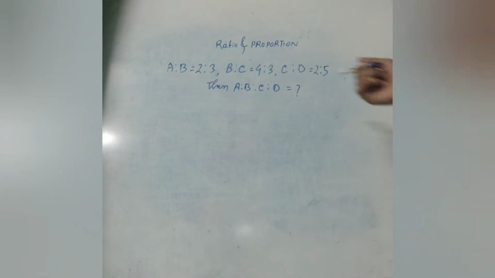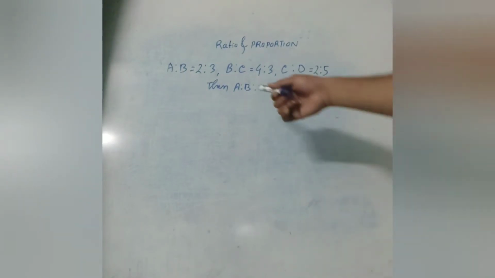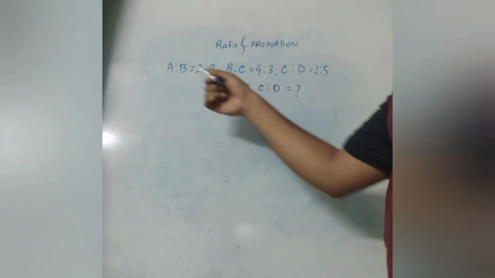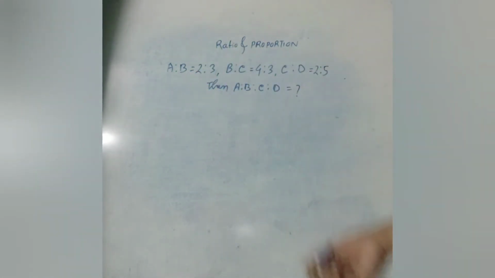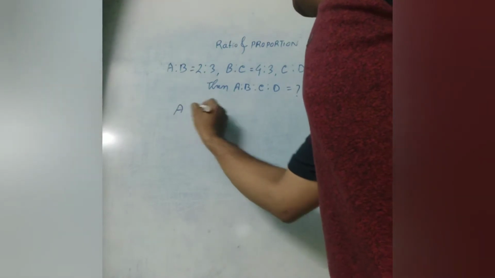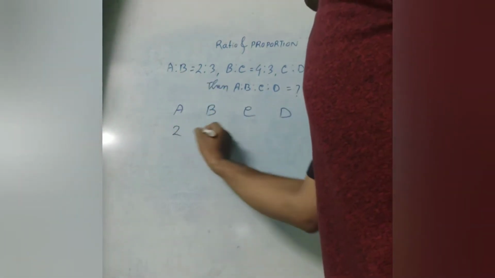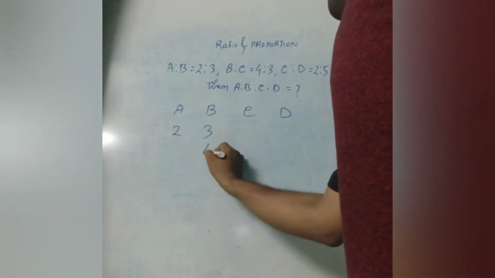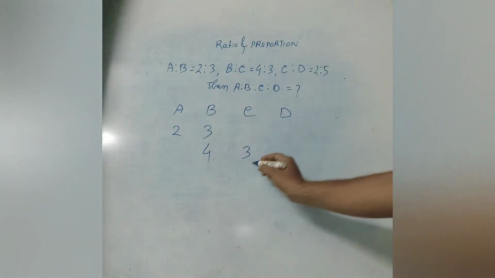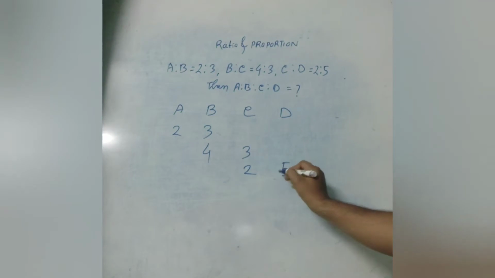Now we go for the 4-term problem A, B, C, D. How to calculate the ratio between A, B, C, D where A is to B, B is to C and C is to D are given. Write them easily like before: AB is 2 is to 3, BC is 4 is to 3 and CD is 2 is to 5.